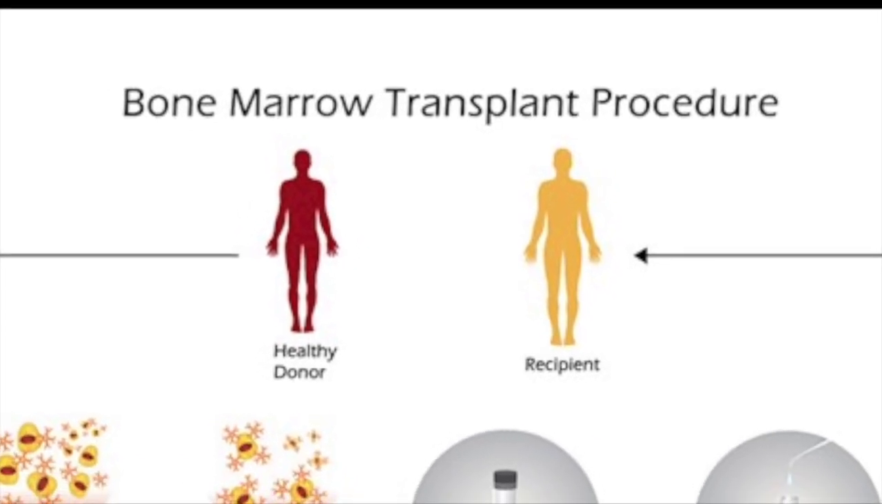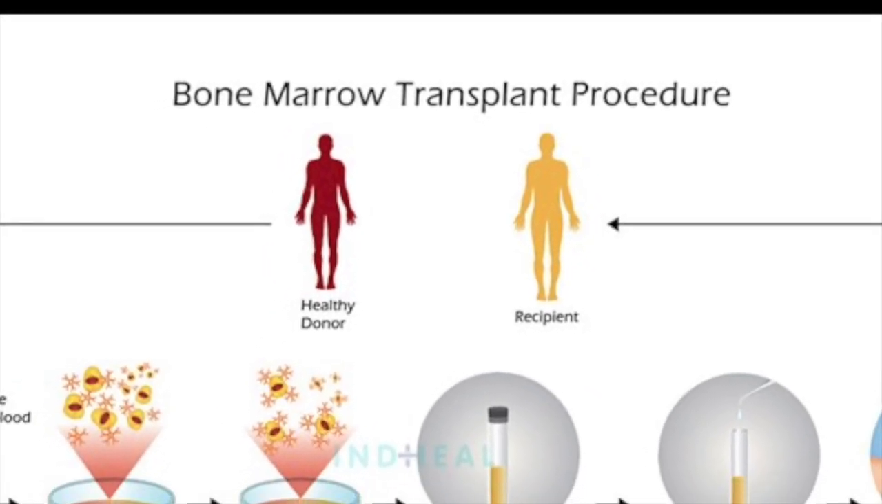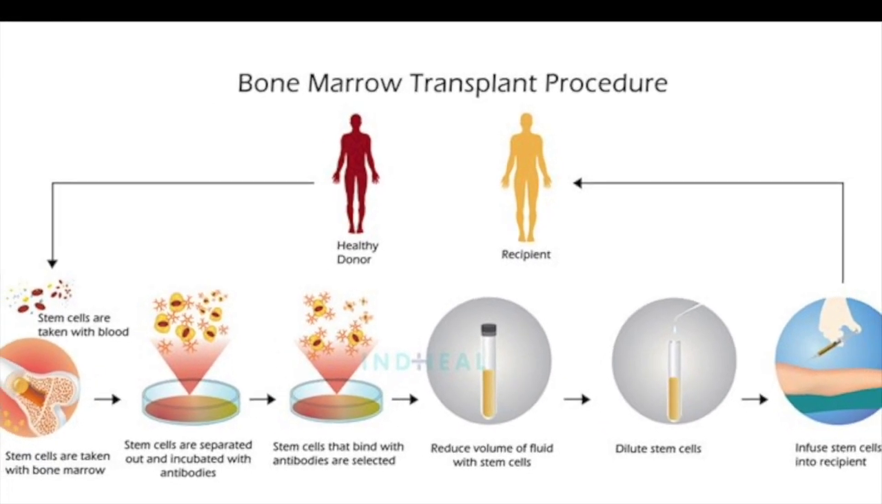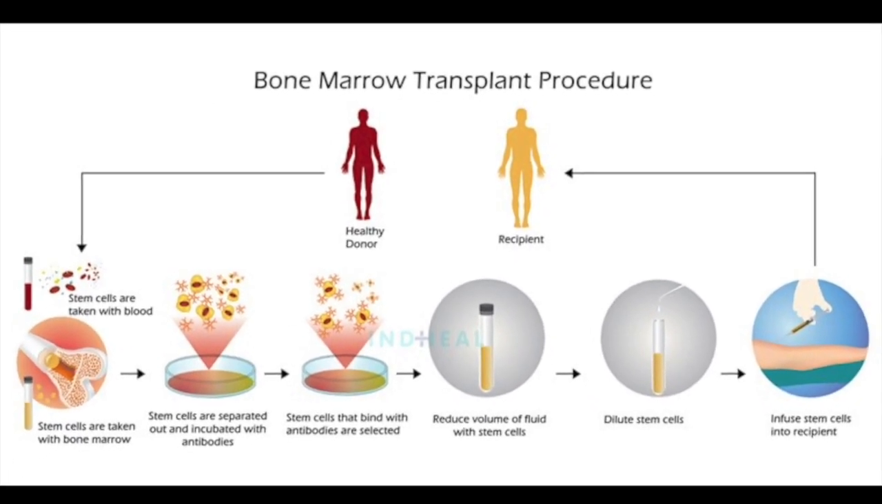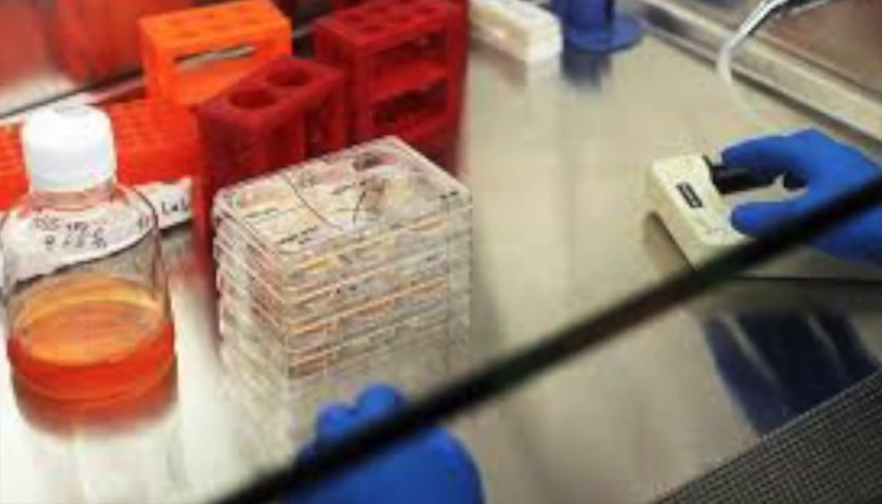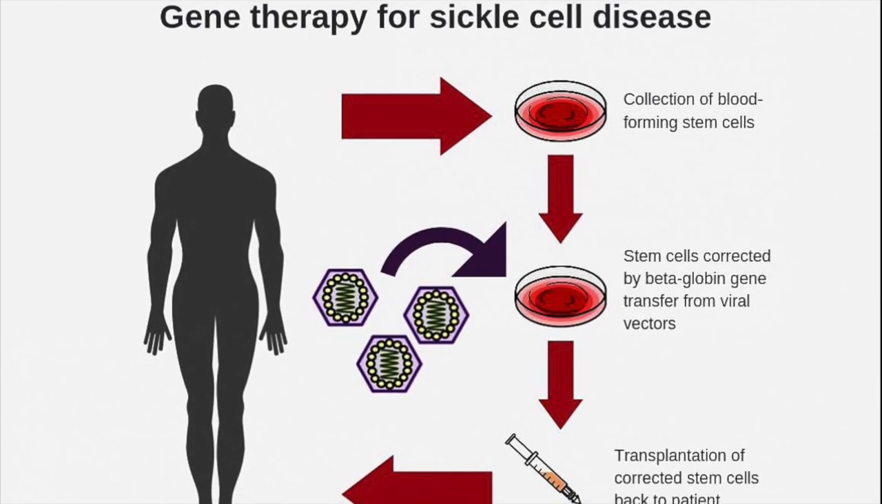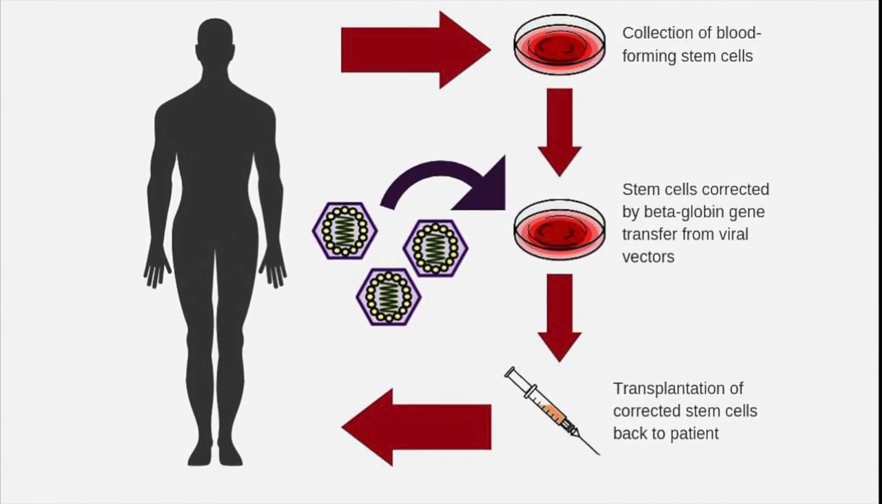But in order to have success with this treatment, the individual needs a compatible sibling donor, and only 18% of children with sickle cell disease have a healthy sibling match. This treatment can also be risky and have complications. Gene therapy could also be a future cure. Currently, scientists are experimenting with correcting the defective gene and inserting it into the bone marrow of the sick person to stimulate production of normal hemoglobin.